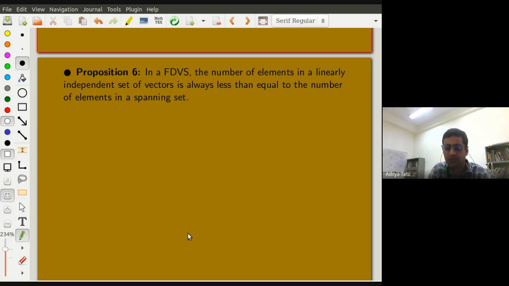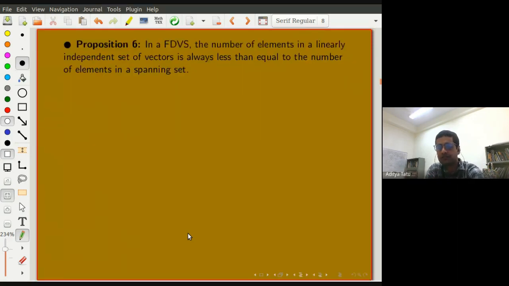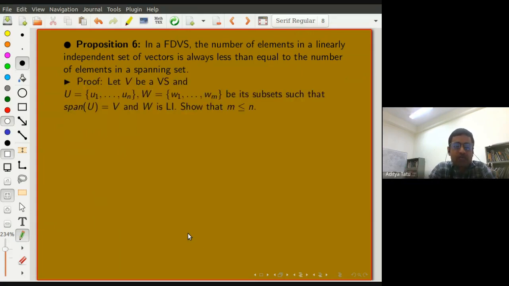Okay, the proof is sort of easy. Let's look at the proof. Since we are working in a finite dimensional vector space, there will be a spanning set which contains a finite number of vectors. So let's assume that this U, which has n elements, is a spanning set, and let W be an arbitrary subset which has m elements such that W is linearly independent. We are supposed to show that m cannot be greater than n.